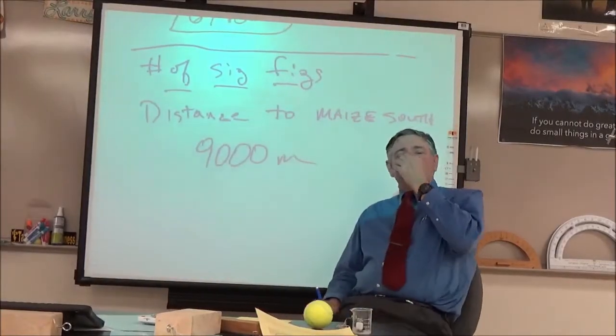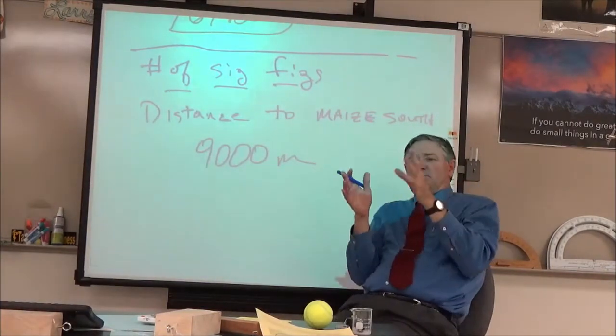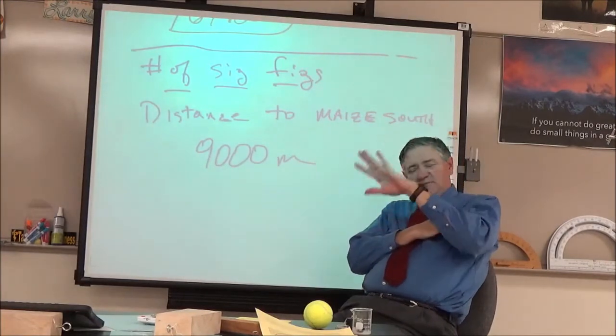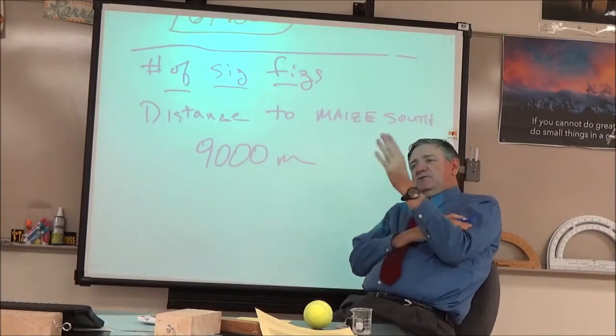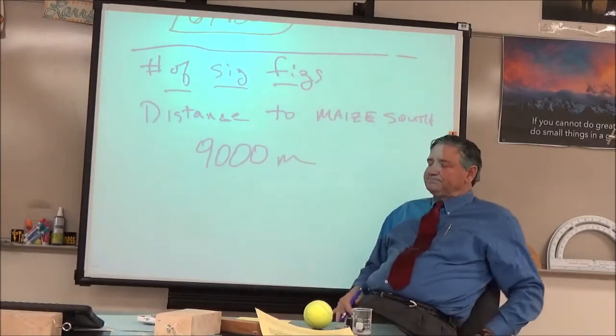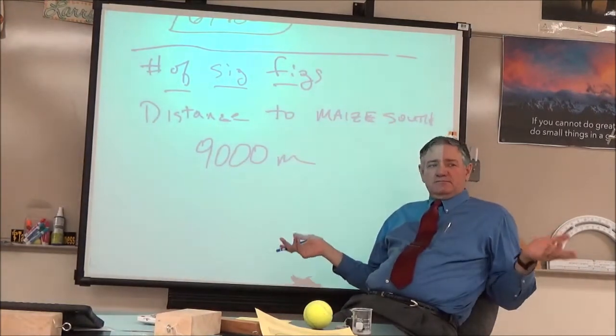Okay. So here's the last big concept. And this is counting the number of significant figures. So we're just going to work through some examples. Let's say that we want to know the distance from here to May South High School. And I tell you it's about 9,000 meters.